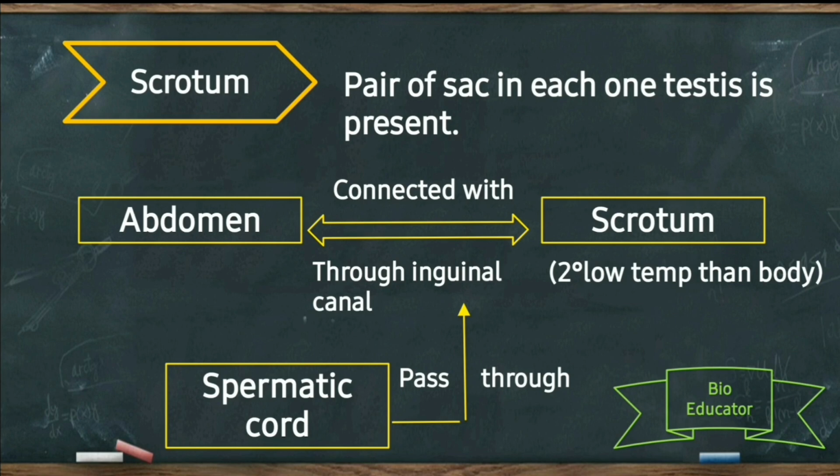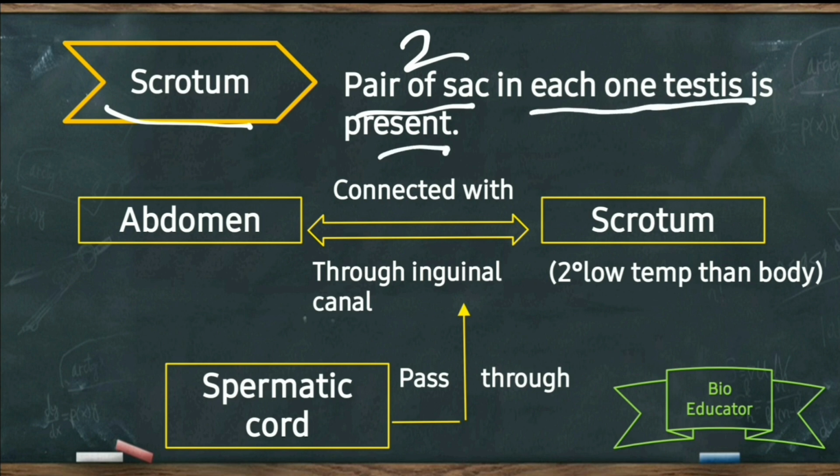The first part is the scrotum. It is a pair of sacs. Pair means two sacs are present. In each, one testis is present. It hangs out of the body below the abdomen.